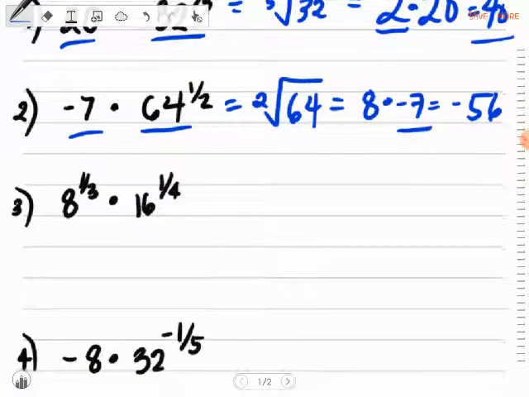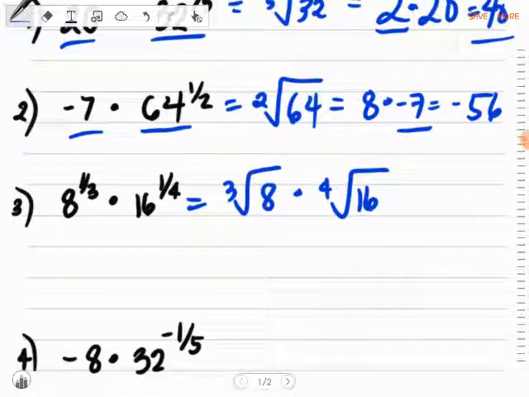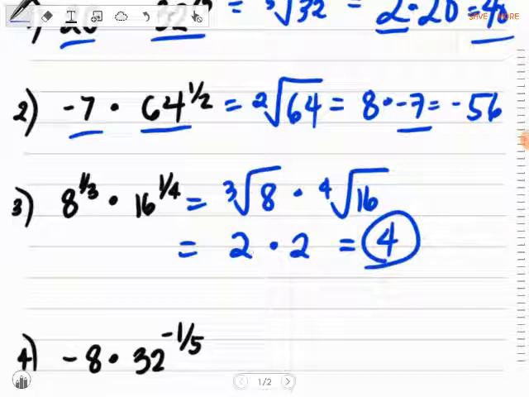Okay? Next, number 3. We have 8 raised to 1/3 times 16 raised to 1/4. So dalawa yung may exponents na fraction. So we need to solve this first. We have cube root of 8 times fourth root of 16, right? So that's equal to 2 times 2, and the answer is 4. Cube root of 8 is 2 because 2 times 2 is 4 times 2 is 8. For the fourth root of 16, that's 2 again. 2 times 2 is 4 times 2 is 8 times 2 is 16. And then 2 times 2 is 4.